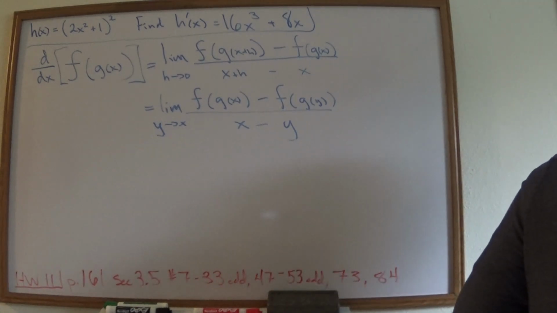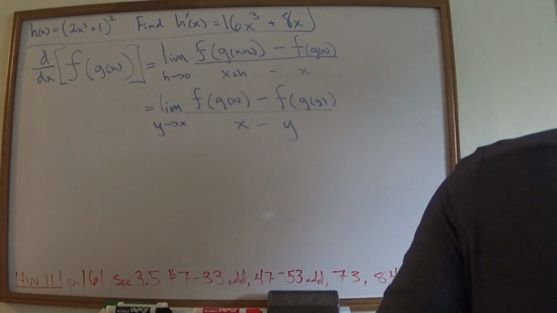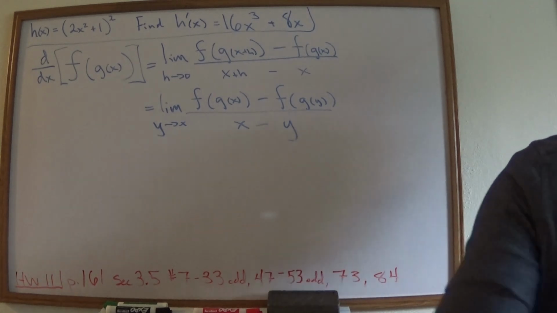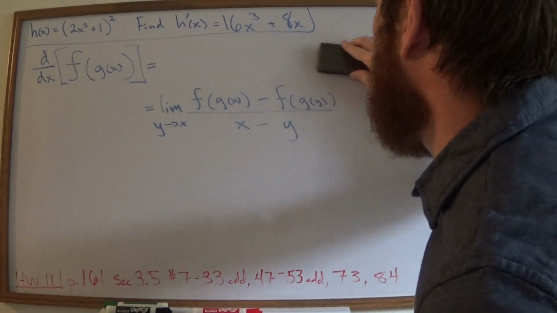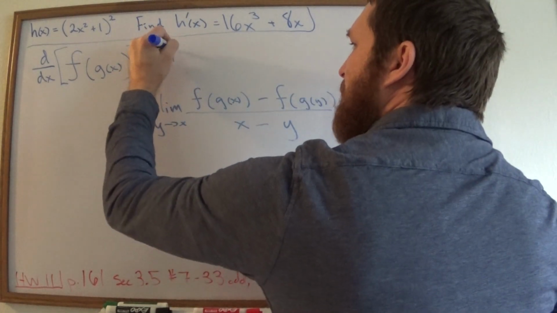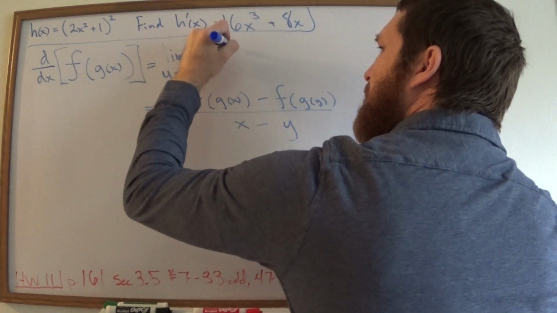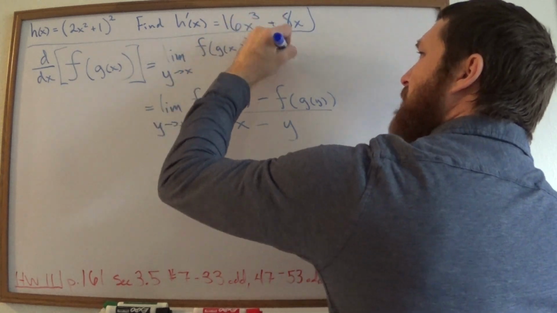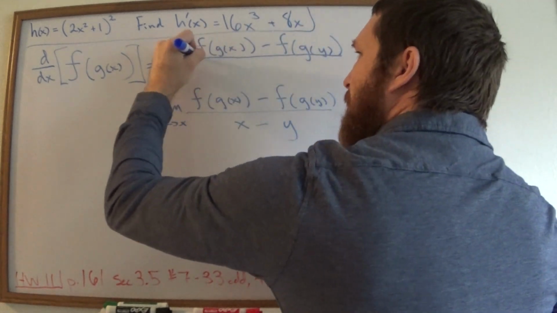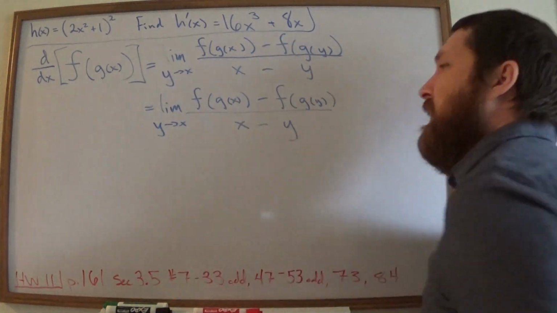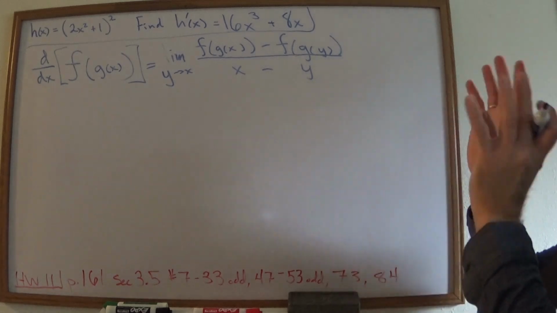Everybody agrees that this is the same thing as that, yeah? Okay, then I'm going to go ahead and get rid of the one that's not really going to help us much. And I'm just going to write this one right here. This is the same thing, the limit as y goes to x of f of g of x minus f of g of y, over x minus y. Okay, so that is the derivative at x.